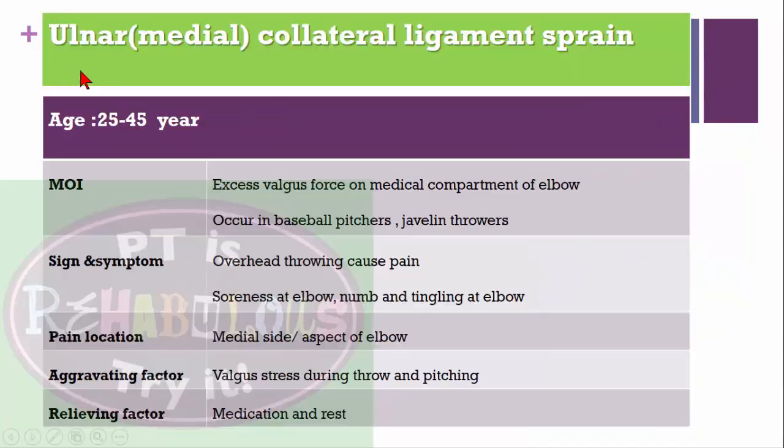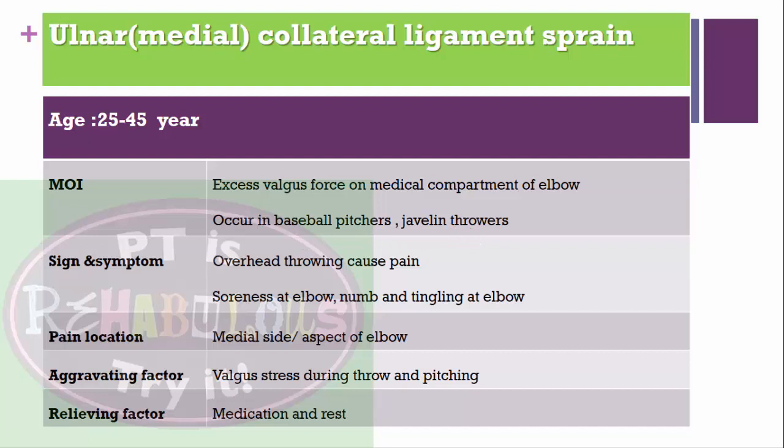Now we are going to learn ulnar or medial collateral ligament sprain. Age of onset is 25 to 45 years. Mechanism of injury: excessive valgus force on the medial compartment of the elbow can cause ulnar collateral ligament sprain, especially in baseball pitchers and javelin throwers.